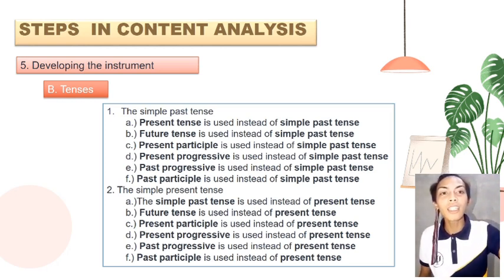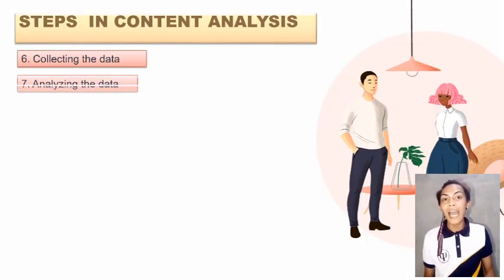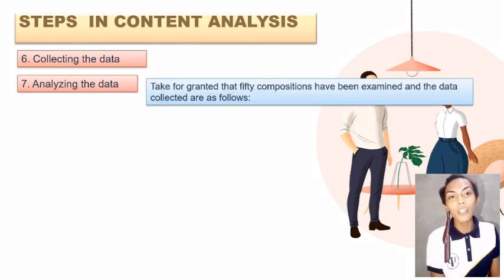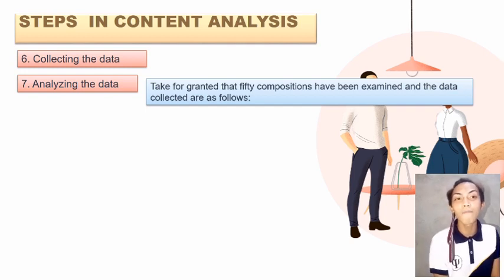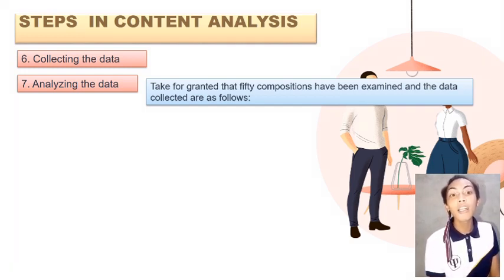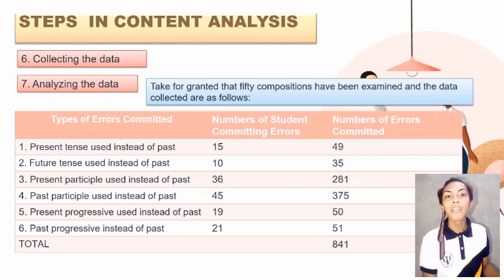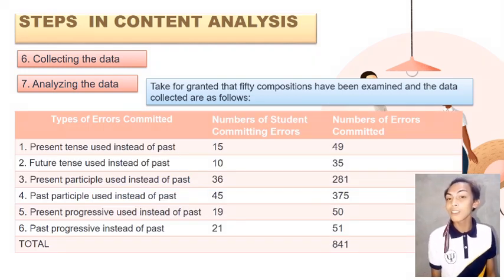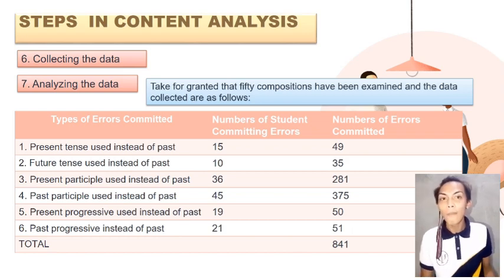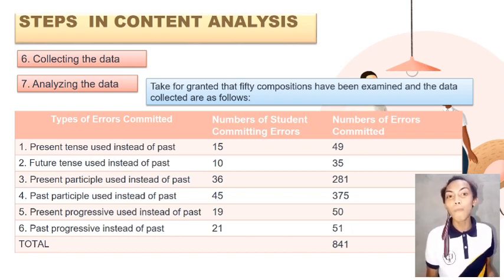Okay, so the next is collecting the data and analyzing the data. In collecting the data, take for granted that 50 compositions have been examined and the data collected as follows. So, types of error committed. For example, we have already talked about the present tense, future tense instead of this tense. Okay, so types of error committed when you use present tense instead of past.